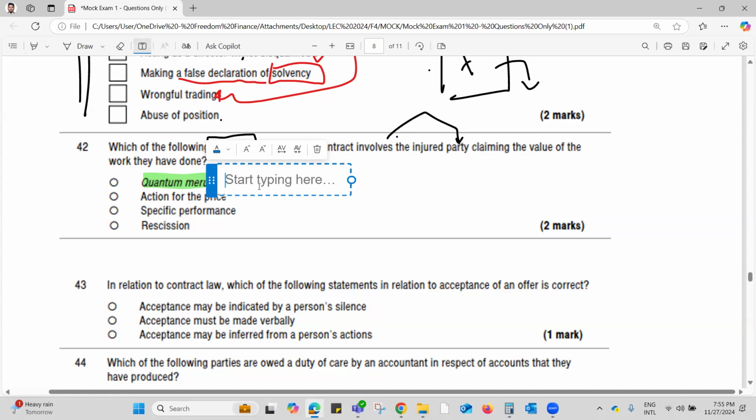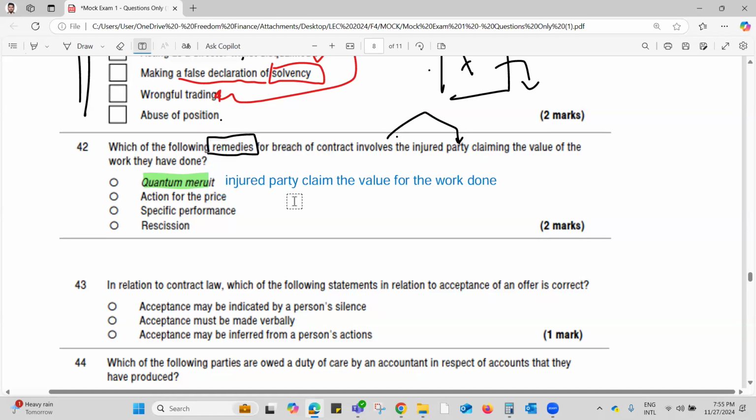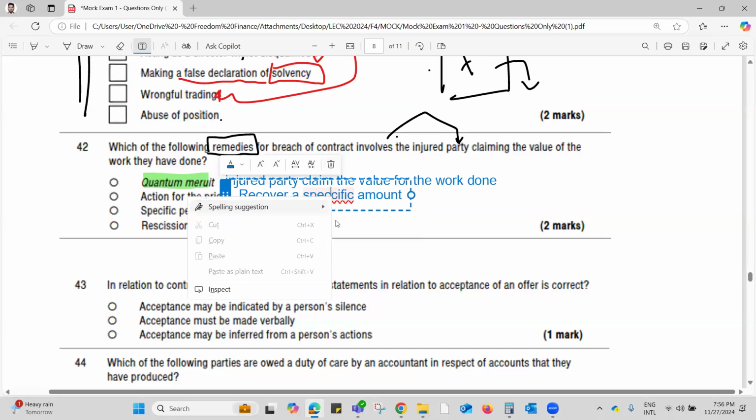So, in a quantum meruit, what happens is you have the injured party, so the injured party claims the value for the work they have done. So what do you mean by action for price? Action for price means to recover a specific amount. It is about recovering a specific amount.